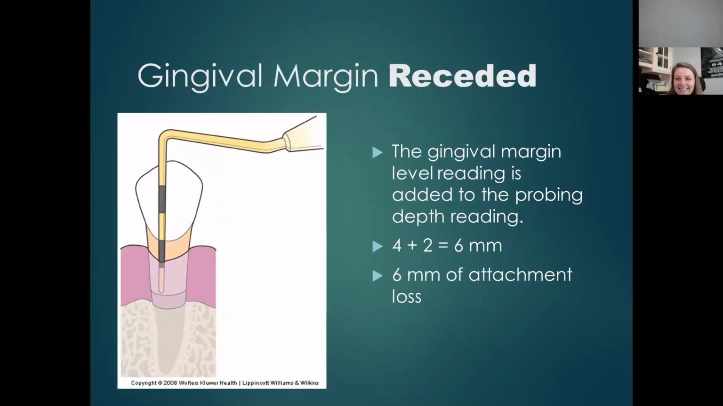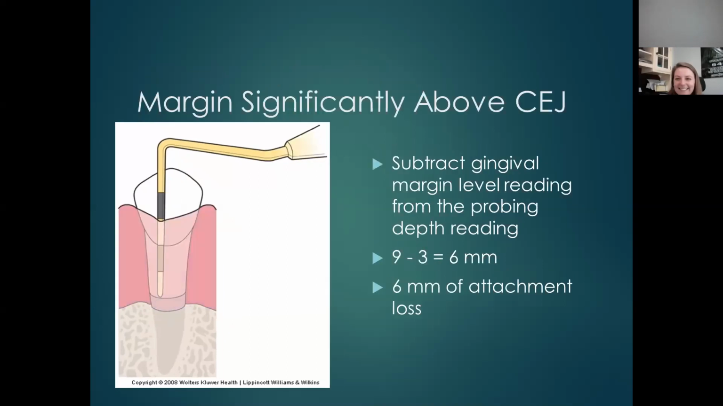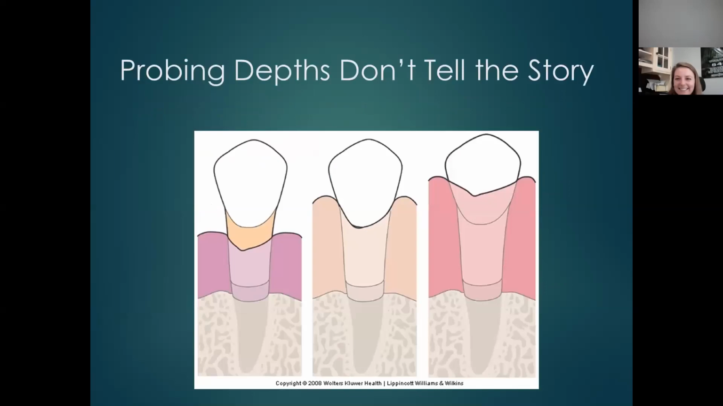Recession, you are measuring the recession, CEJ to the gingival margin, adding that to your probing depth to come up with your CAL. Gingival overgrowth, you're subtracting where the gingival margin is from where the CEJ is, and then your measurement, all right? Because again, that CEJ is your constant. So you're always looking at the CEJ.